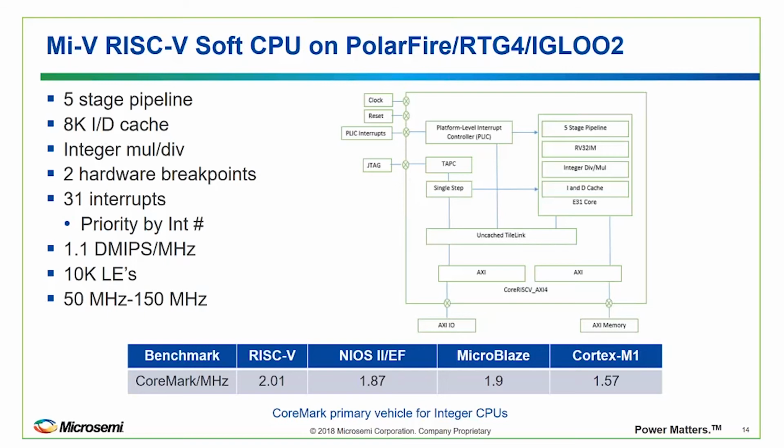This slide also shows the CoreMark integer benchmark, which measures the performance of the core. So the larger number is better, and you see the RISC-V number is 2.01. We also show the NIOS and the MicroBlaze. So you see that we're really competitive with those processors from other vendors, and you see that it's a lot better than the Cortex-M1 soft core.